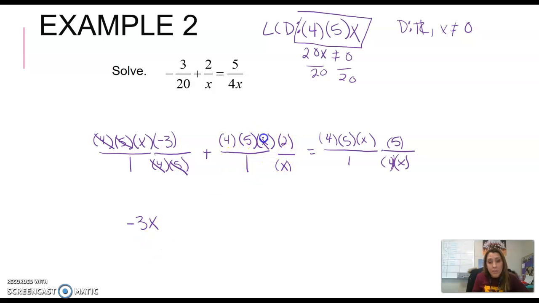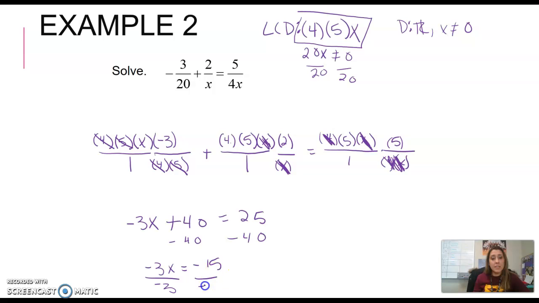Then I look at this, oh, I've got a big one right here. So then what's left is 4 times 5, which is 20. 20 times 2 is 40, so plus 40. And I have a 1 right there, and a 1 right there, and I'm left with 5 times 5 over 1 equals 25. Boom! That looks like an equation I know how to solve right off the bat. So I'm going to subtract 40 from both sides. I get negative 3x is equal to negative 15, divide by negative 3, divide by negative 3, and I get x is equal to a positive 5.